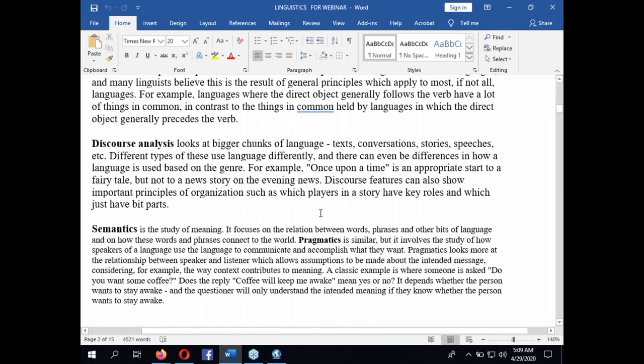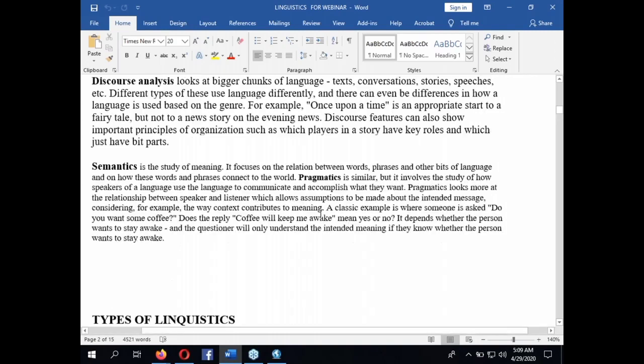Then let's talk about semantics. Now, semantics is the study of meaning. It focuses on relations between words, phrases, and other bits of language, and how these words and phrases connect to the world.